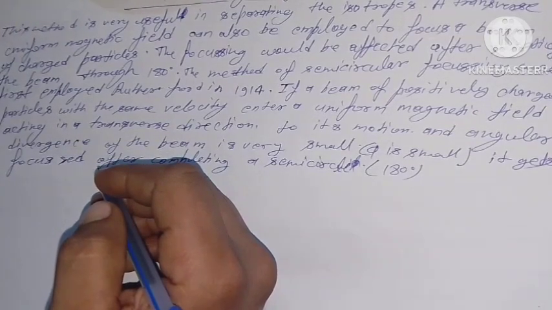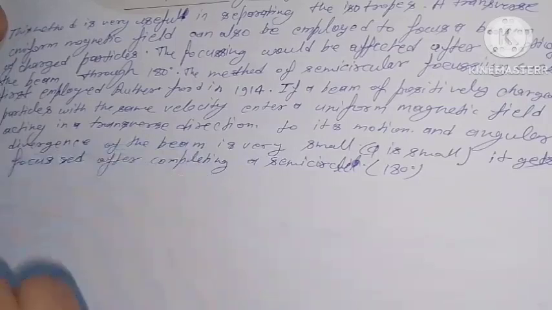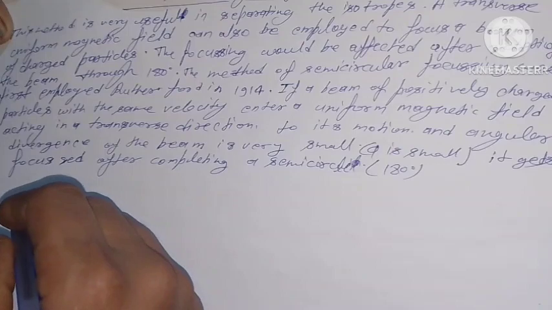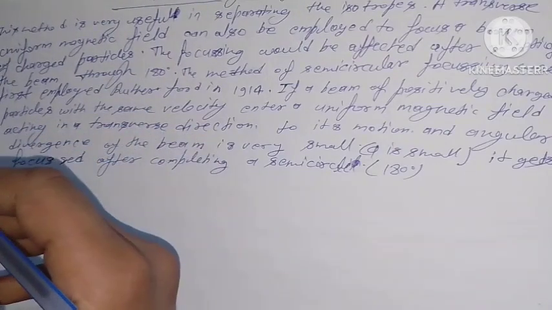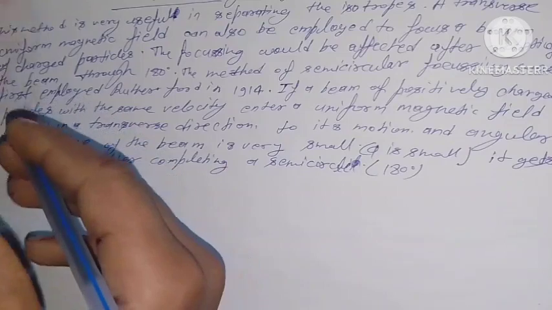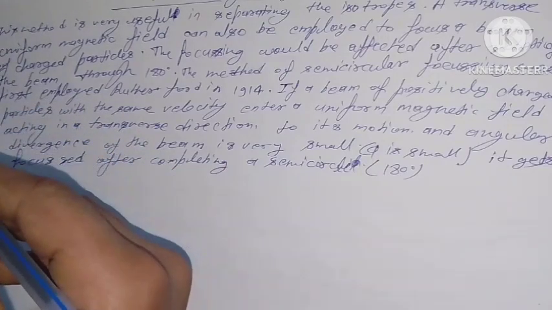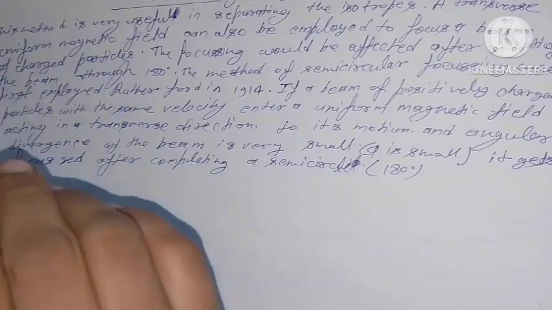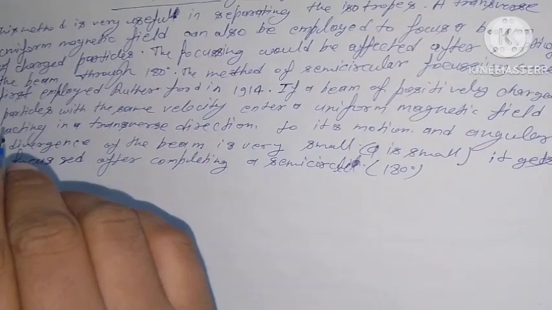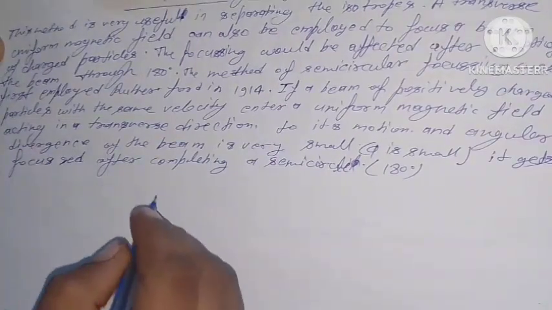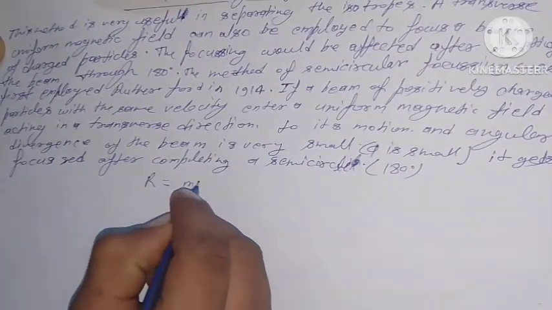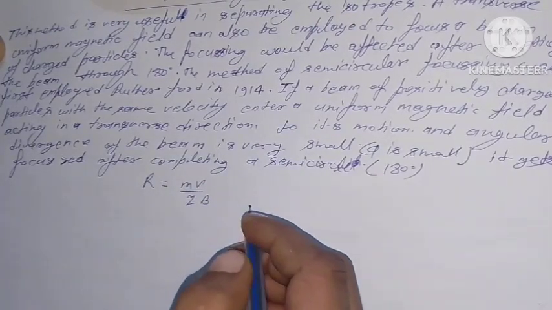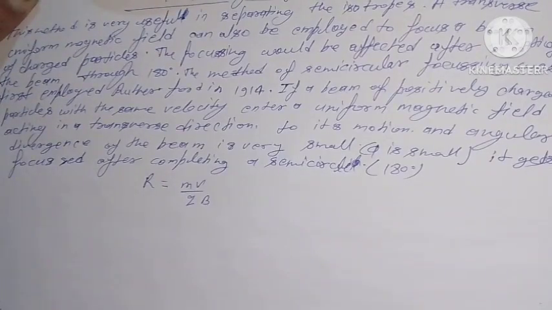The ions belonging to the first isotopes would have different masses. Even though they have the same velocity, they possess different momenta, and therefore come to focus at a different point. Let the particles be deflected with a large radius R equal to mv by qB, from the previous lecture.